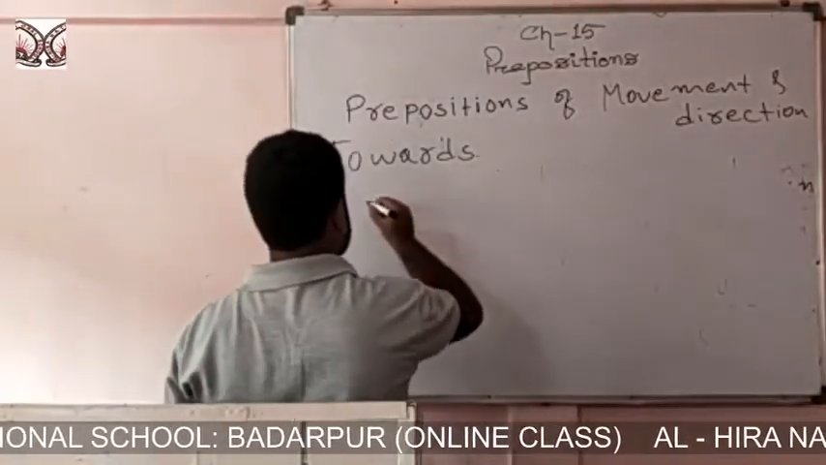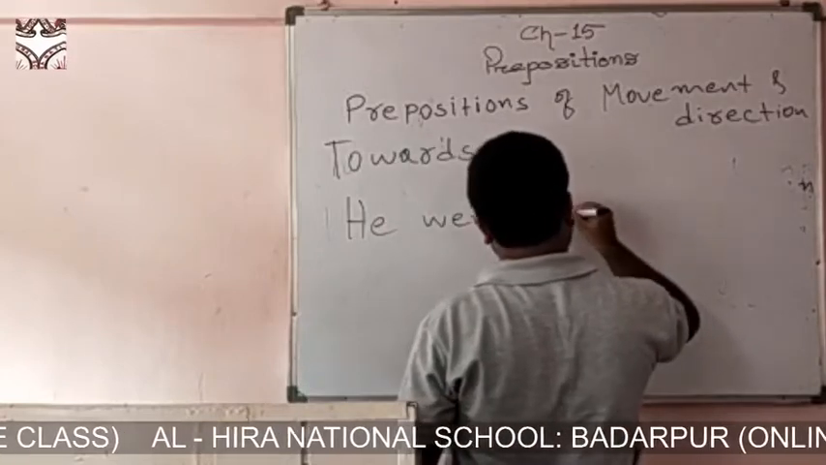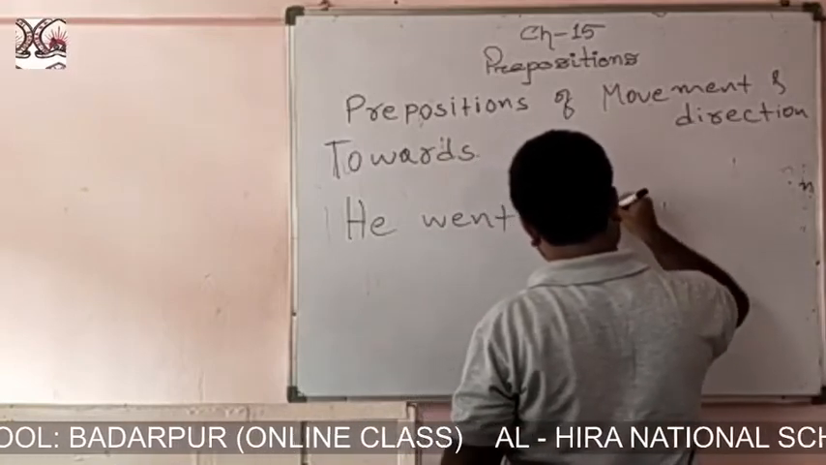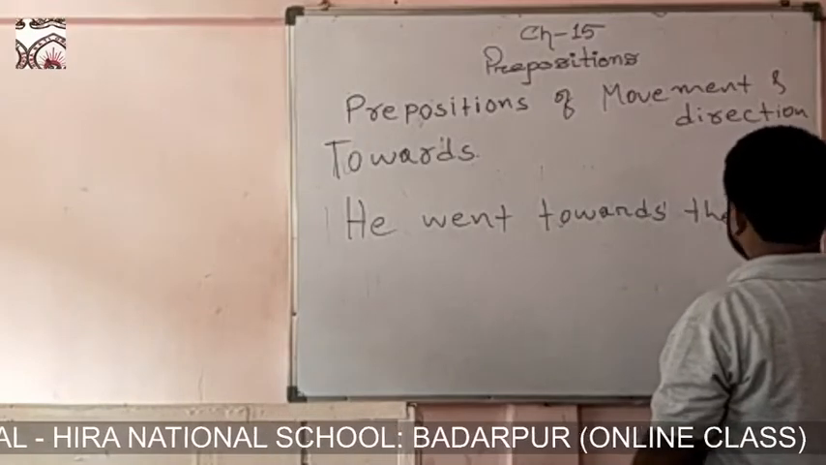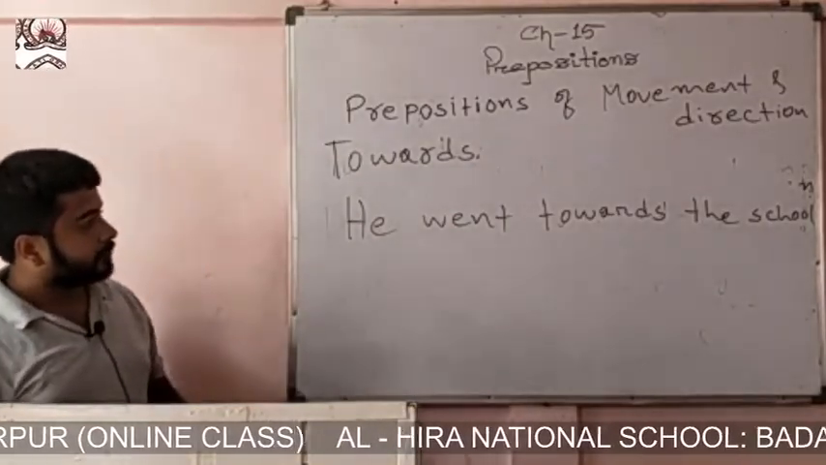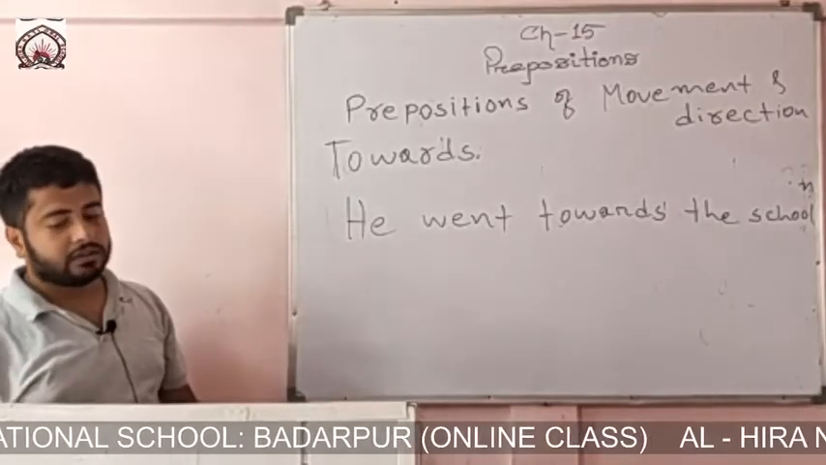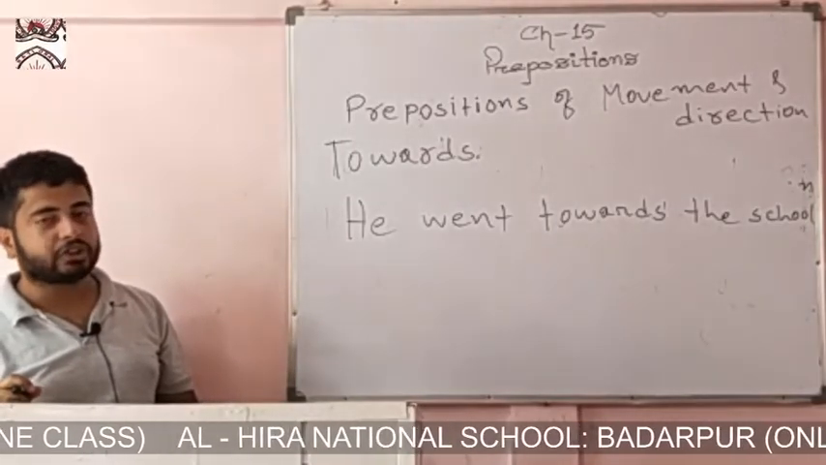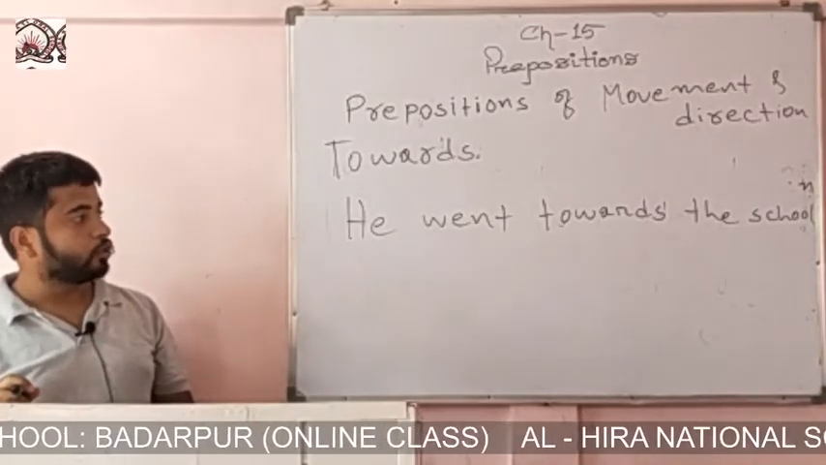So, he went towards the school. He went towards the school. So you will use "towards" to indicate someone or something is moving in the direction of someone or something. I hope you have understood where to use "towards".